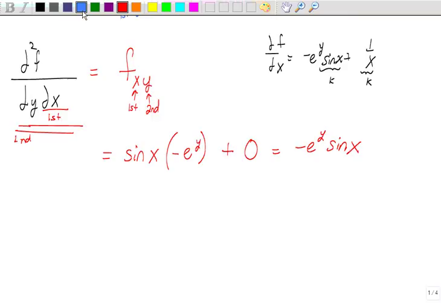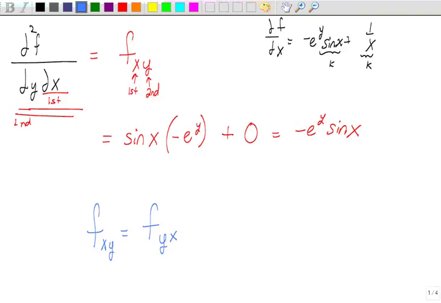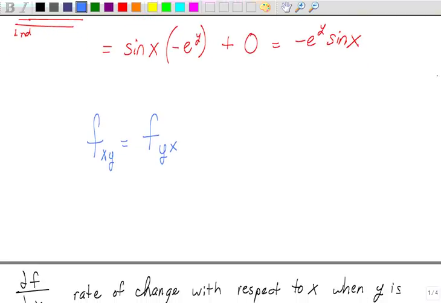Now notice in this example, it's really important that f of xy is equal to f of yx. And we'll see why in a minute. That's not always true, but frequently it is. So let's look at this theorem. I'll explain why it's true.